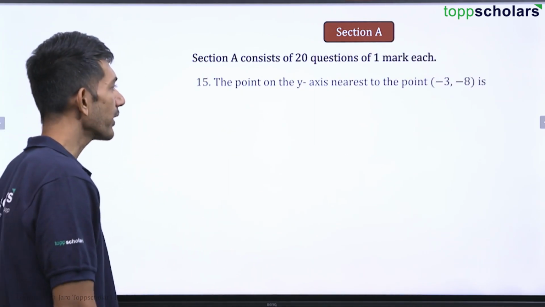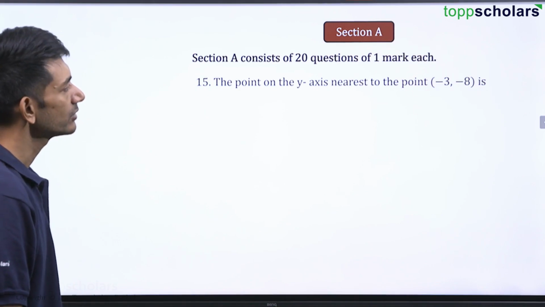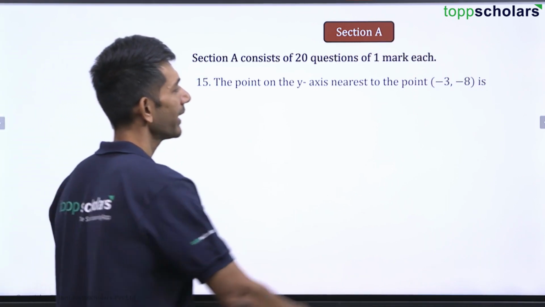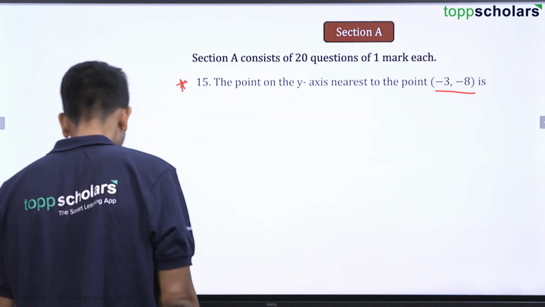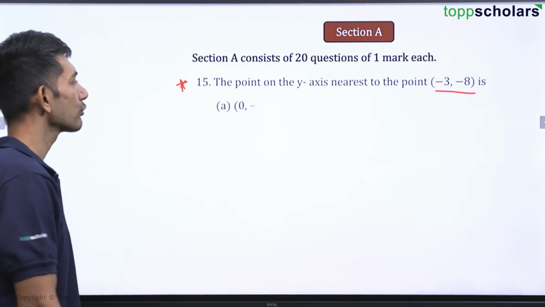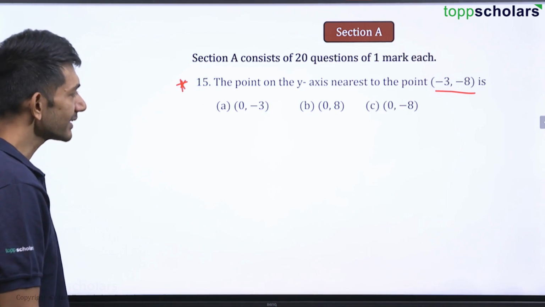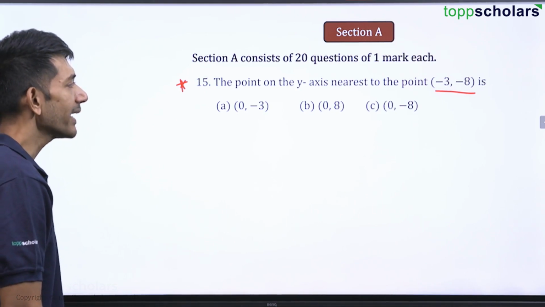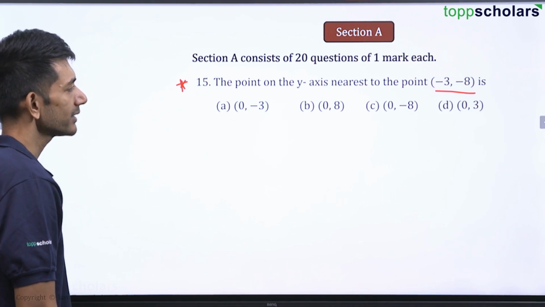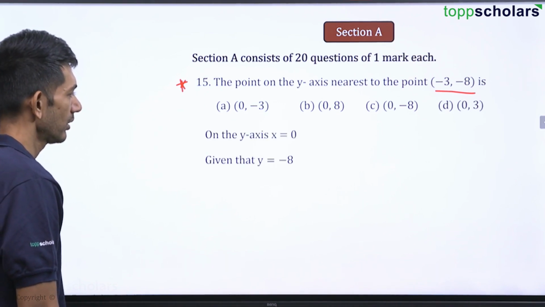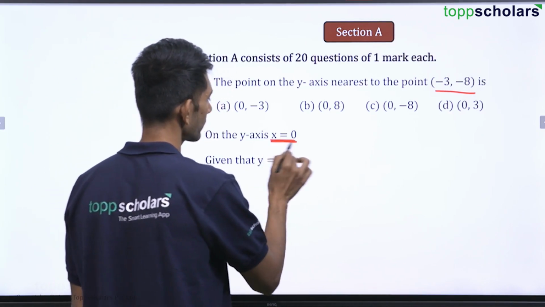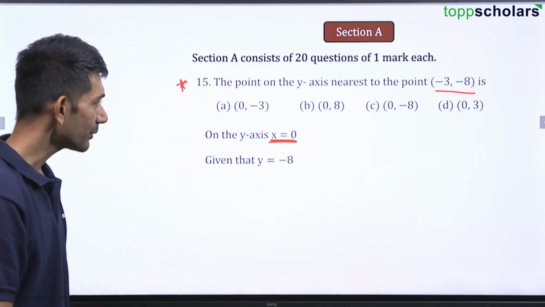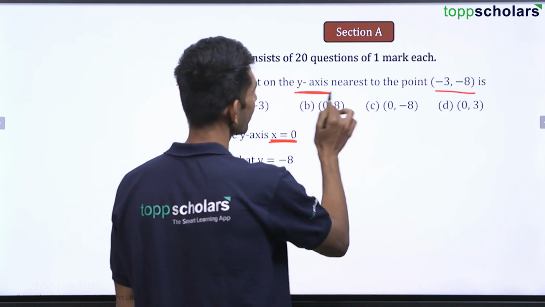Now the question says the point on the y-axis nearest to the point minus 3 comma minus 8. Interesting question. Such type of questions you will rarely find in the textbook also. So the question says the point on the y-axis nearest to the point minus 3 comma minus 8 is what? Now we know that on the y-axis x is 0, right? We're talking about the y-axis, right? On the y-axis x is 0.